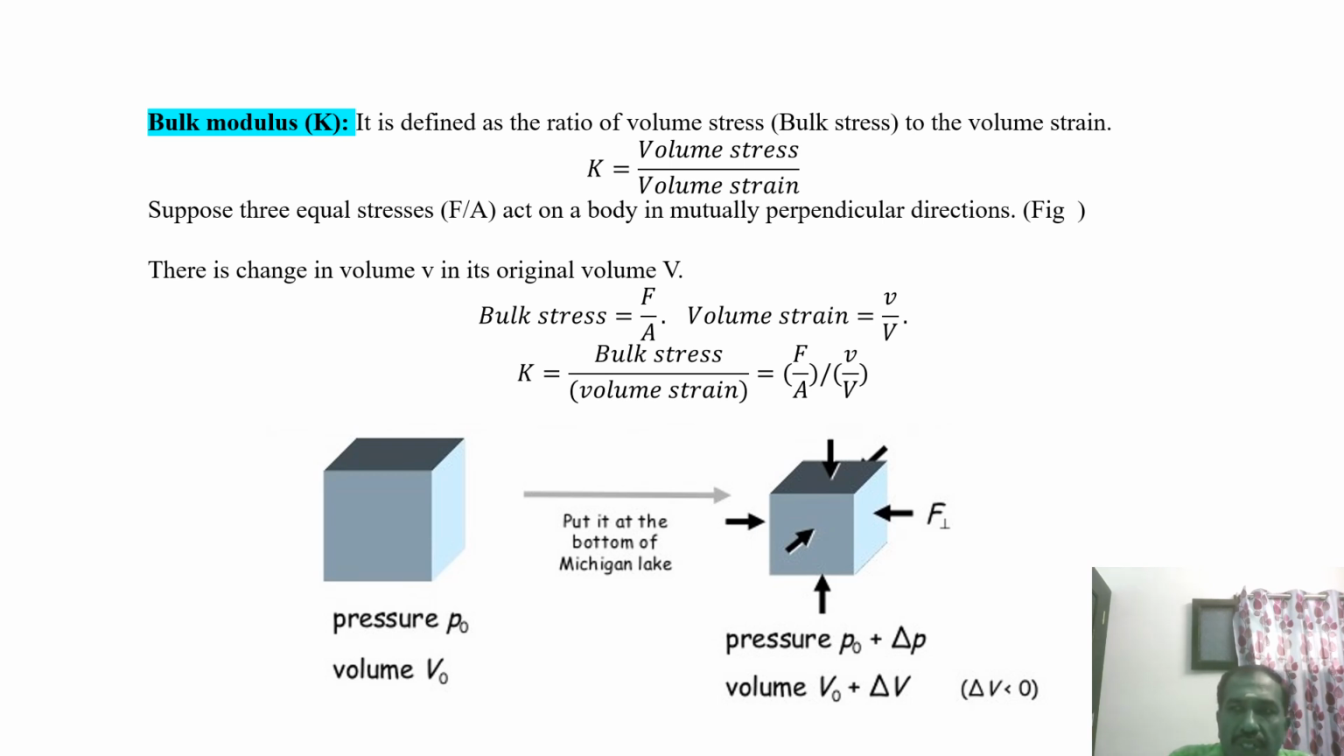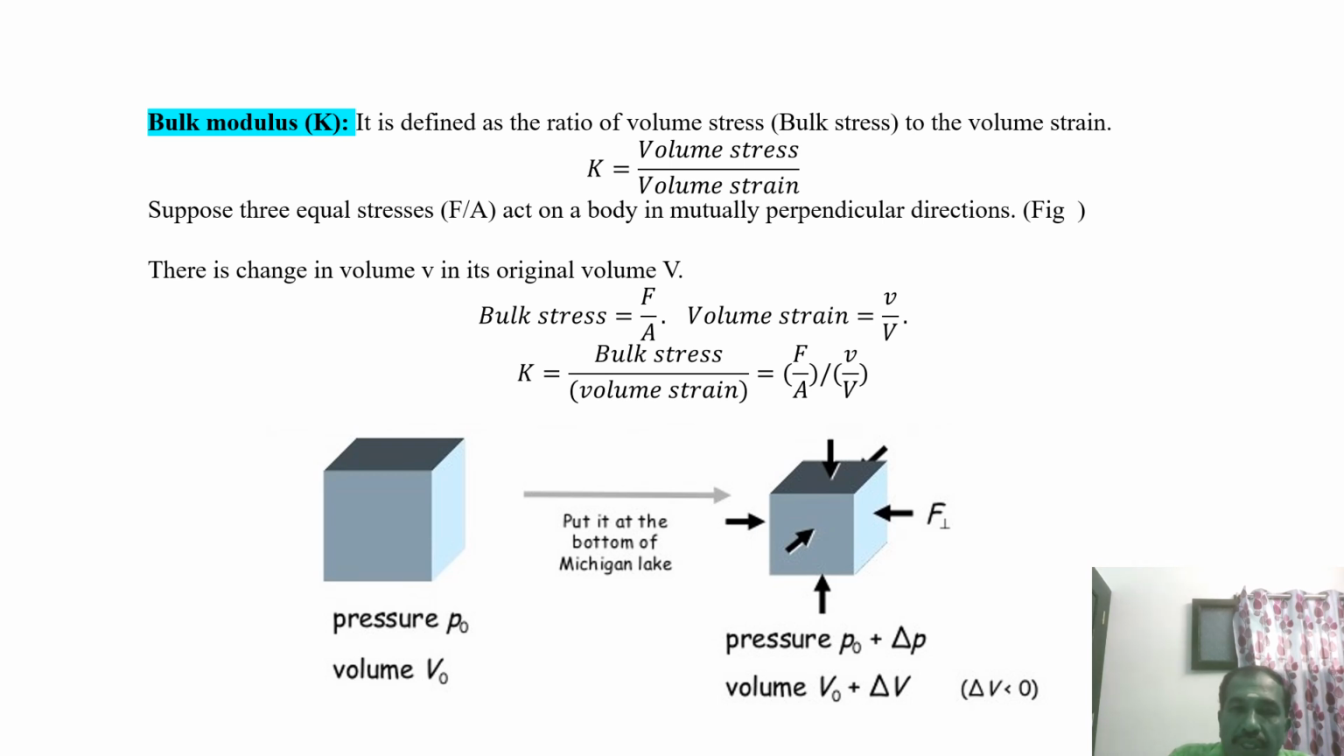So we concentrate on the bulk stress, F by A, and the volume strain, which is the change in volume, small v, by the actual volume, capital V. K is the bulk modulus of the particular material. This is called bulk stress by volume strain. Therefore, K is F by A by small v by capital V. So that is another type of modulus, the bulk modulus.